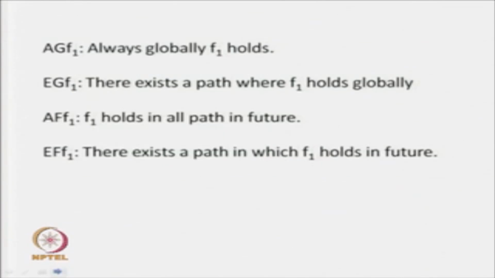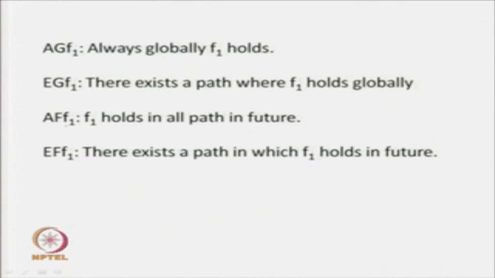A G F1, this is always globally F1 holds. If we are in a particular state, wherever we go, in all directions, in all paths, in every state F1 must hold, then we will say that A G F1 holds. Similarly, E G F1 is concerned with a particular path. We have several possibilities, but we look at a particular path, and if in all states of this path F1 holds, then we say that in that state E G F1 holds.